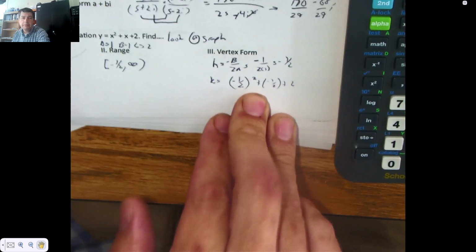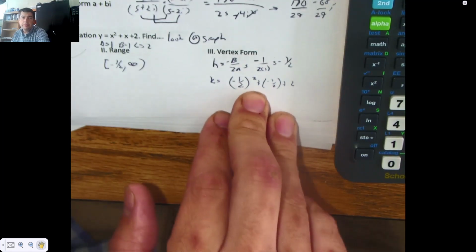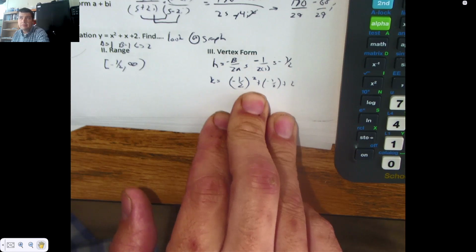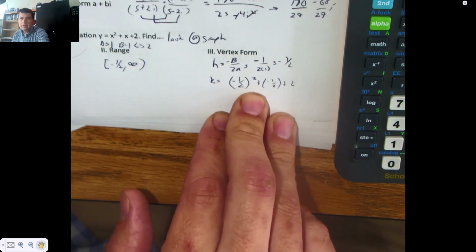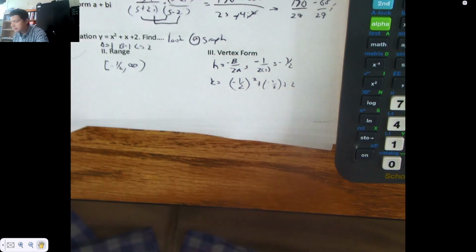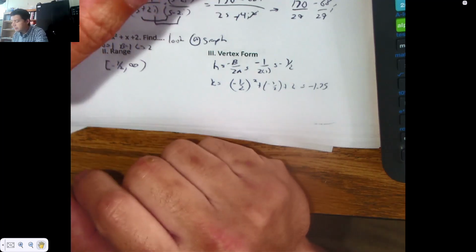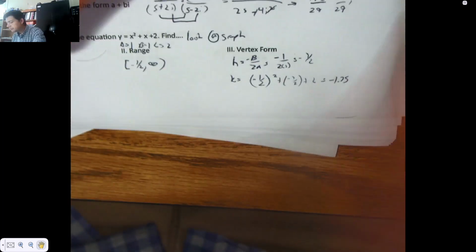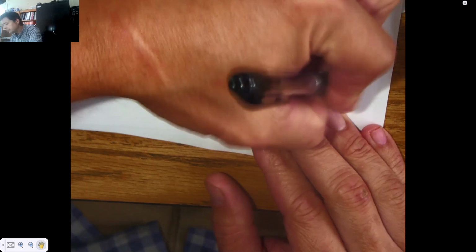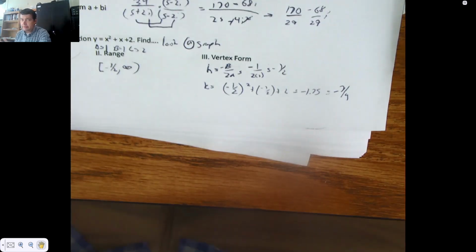Case and be complaining about my handwriting. That's a fourth minus a half, which is a negative half. Sorry, negative quarter. Plus 2, which is negative 1.75. If you're Tyler and like decimals, I really don't. I like negative 7/4. And now I have my stuff.